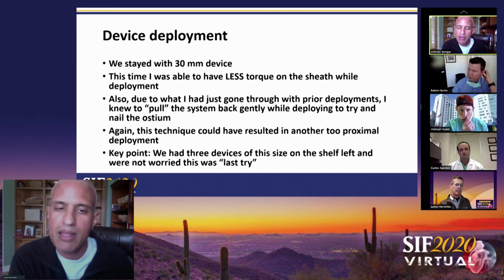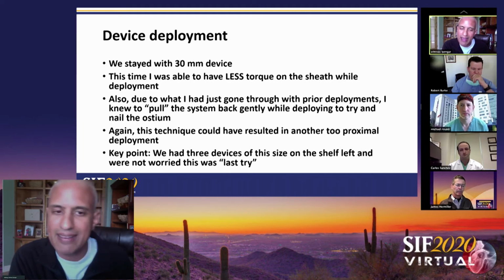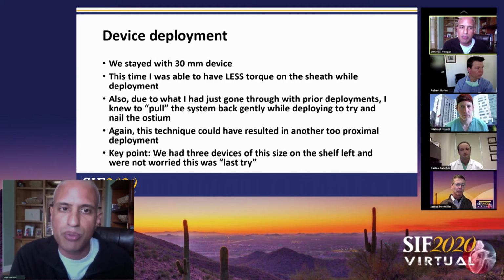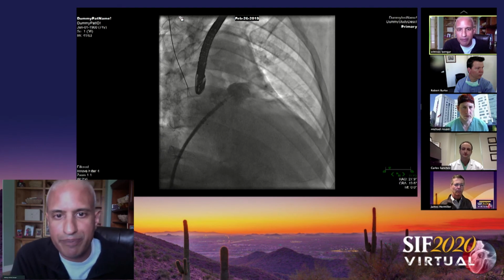But before I did this, I checked my shelf. What was my stock? I had at least 3 other 30s on the shelf, so I was fully aware that this wasn't the last case of the day. I didn't go through all my supplies. I had enough to go if I lost this device too proximal. So again, the key point is we had multiple devices of this size on the shelf, so this was not the last try for this deployment. And this is how it looked after deployment.